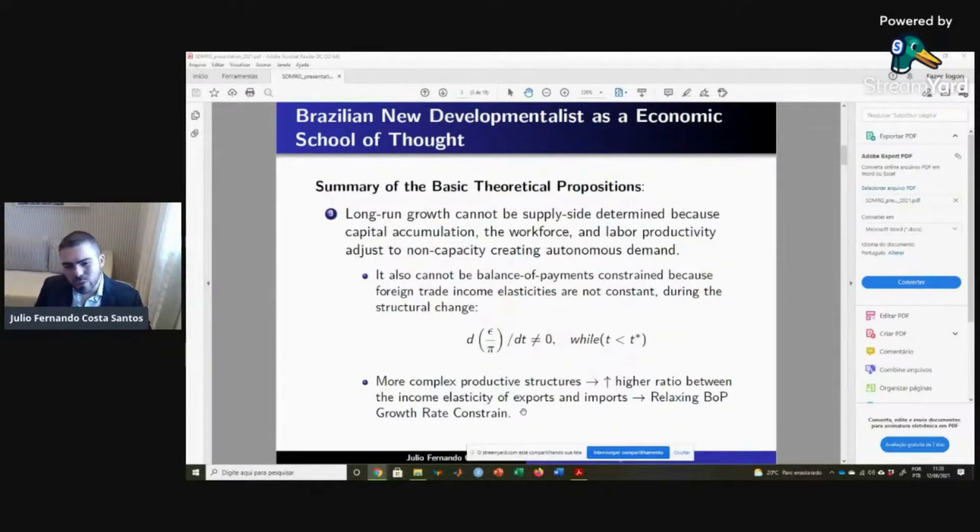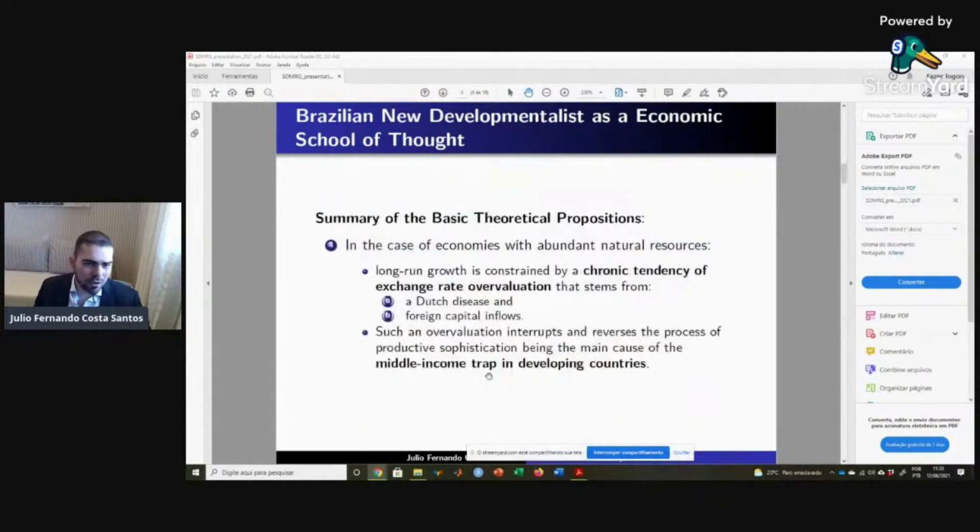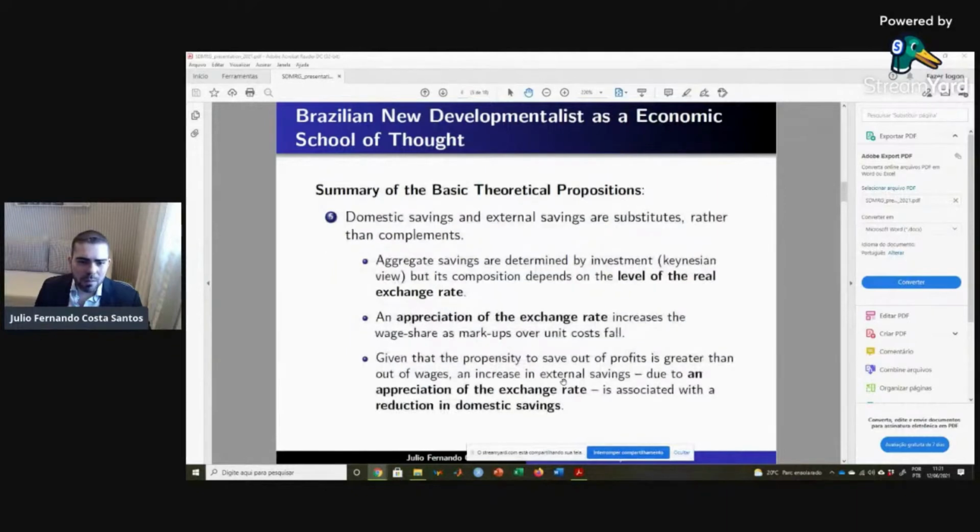Since we are dealing with structural change, we can look at the growth rate constraint proposed by Thirlwall as being a relaxed one in the long run. Point four: in economies with abundant natural resources, long-run growth is constrained by a chronic tendency of exchange rate overvaluation that stems, first, from Dutch disease and, second, from high foreign capital inflows. Such an overvaluation interrupts and reverses the process of productivity sophistication, being the main cause of the middle-income trap in developing countries.